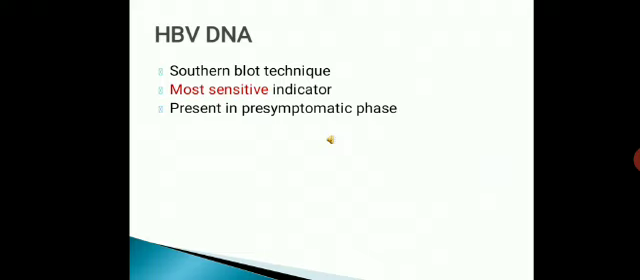Now the DNA of the virus can be detected by the Southern blot technique. Southern was a scientist who discovered this technique, so it has been named after him, the Southern blot technique. This is the most sensitive indicator because it can detect the presence of the virus even in the pre-symptomatic phase.